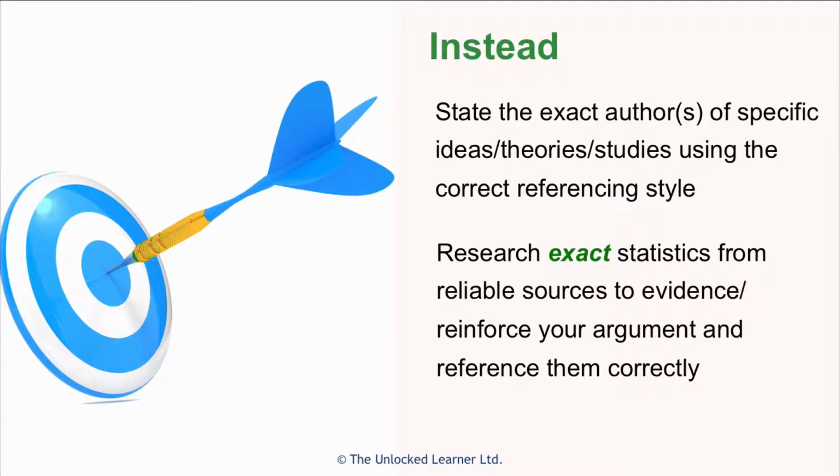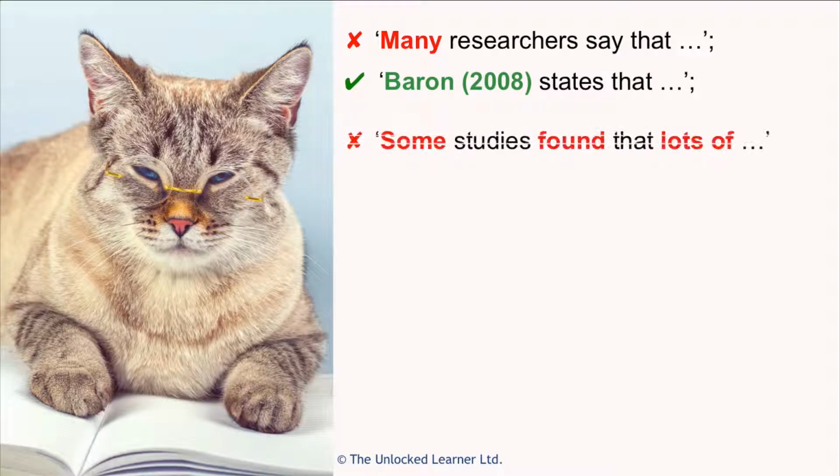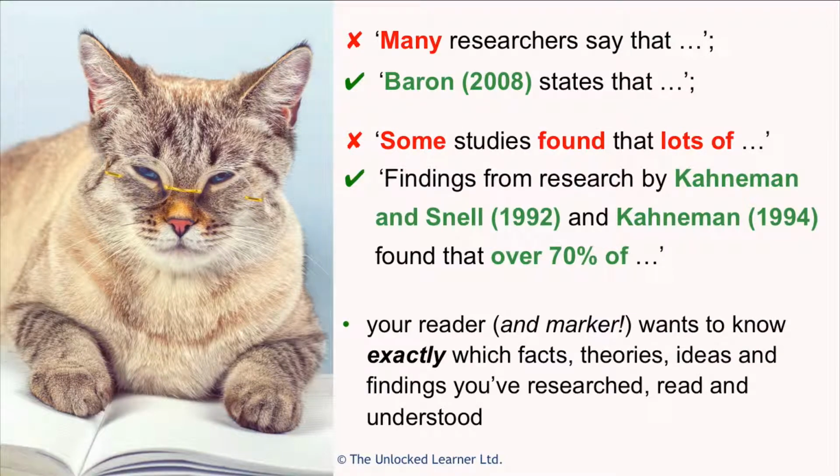Always research and cite exact statistics from credible, reliable sources to back up your point or evidence your argument. So in this first example, instead of many researchers say that, the exact authors should be written along with the year their book or paper was published. And the second example can be rewritten again by stating exact names and publication dates of specific authors along with exact statistics. Your reader, who's also the person marking your paper and awarding your grade, and is usually an expert in the subject you're writing about, wants to know exactly which facts, theories, ideas and findings you've researched, read and understood. It's your job to impress your reader and show them how much you understand.